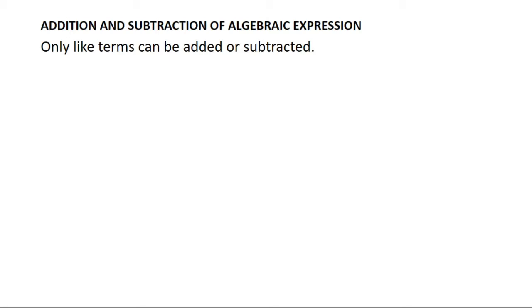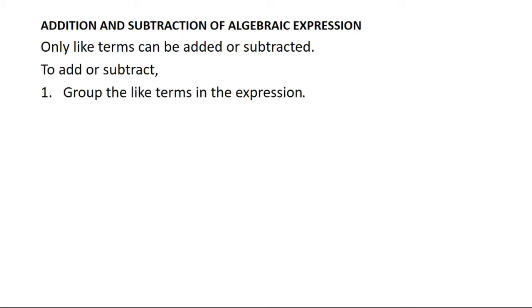Only like terms can be added or subtracted. So as we saw in the previous video, there may be like terms in an expression, and this point is telling us that you can only add or subtract like terms. Now, how do we proceed? To add or subtract, the first thing you must do is to group the like terms in the expression.